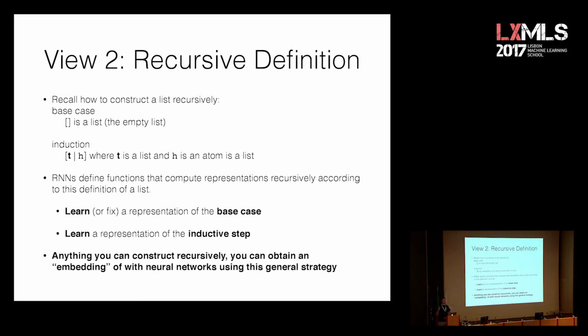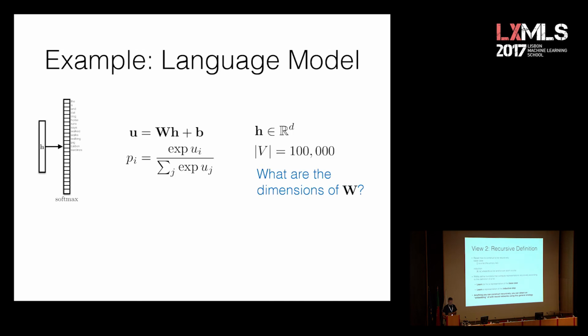So if you're working with some complex data structure and you're like, I'd really like to use a neural network to represent this, rather than looking to see if somebody else has solved the problem, just step back to this recursive definition, and you've got a recipe that's going to work anywhere. OK, so why don't we move on to a more concrete example?